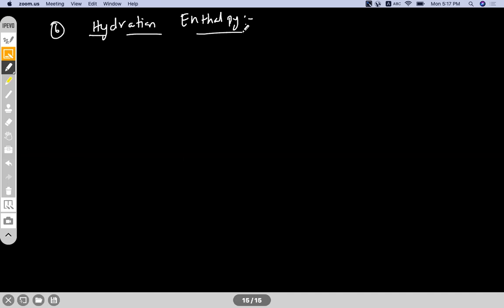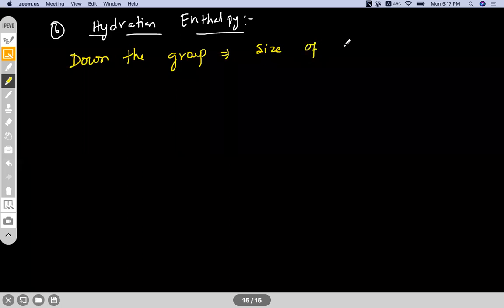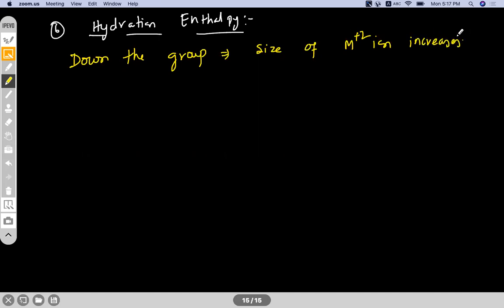The reason is, write down, as we go down the group, the size of the metal ions, that means M+2 ions, increases. As a result, the charge density decreases. What is charge density? And hence the degree of hydration decreases.